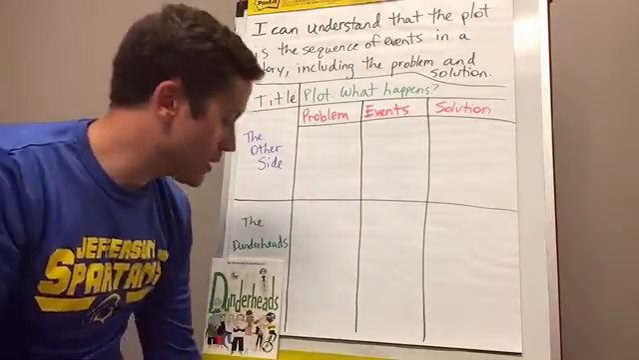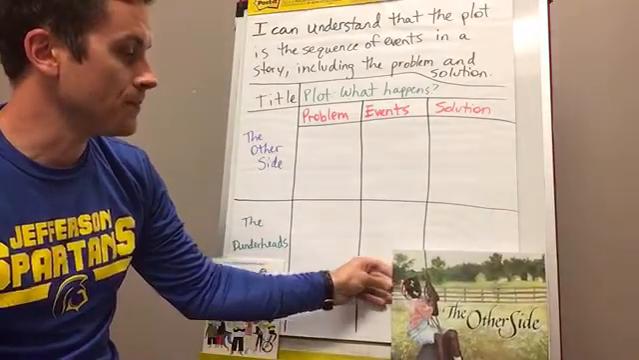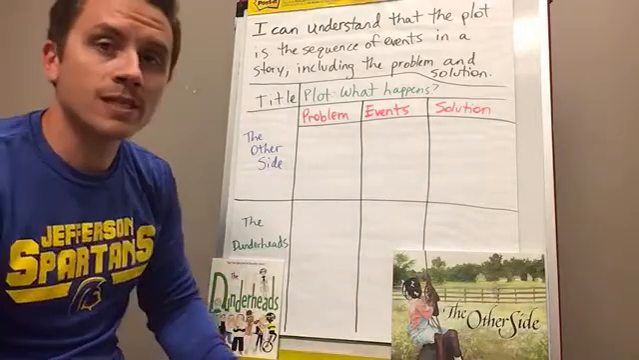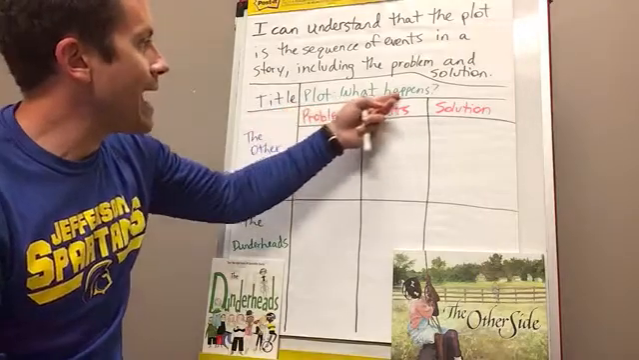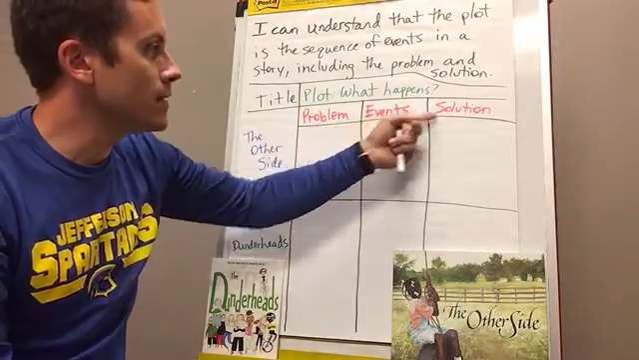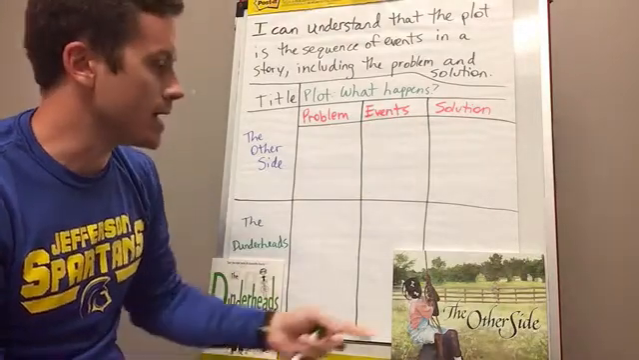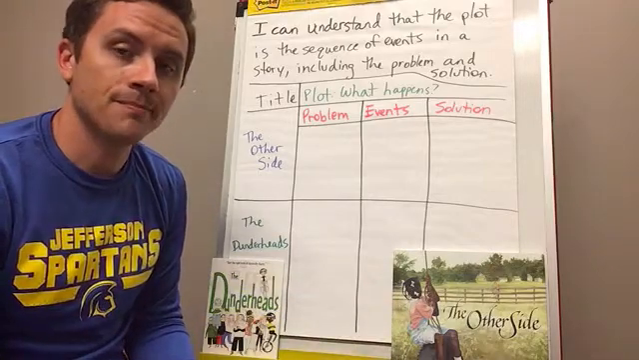So we have two books today that we're going to look at. First one we'll look at is called The Other Side. Second one is The Dunderheads. We've read both of these books recently, and it's important that we think about the plot. What happens in the story? The problem, the events, and then the eventual solution. So if you think about The Other Side, what was the problem in The Other Side?